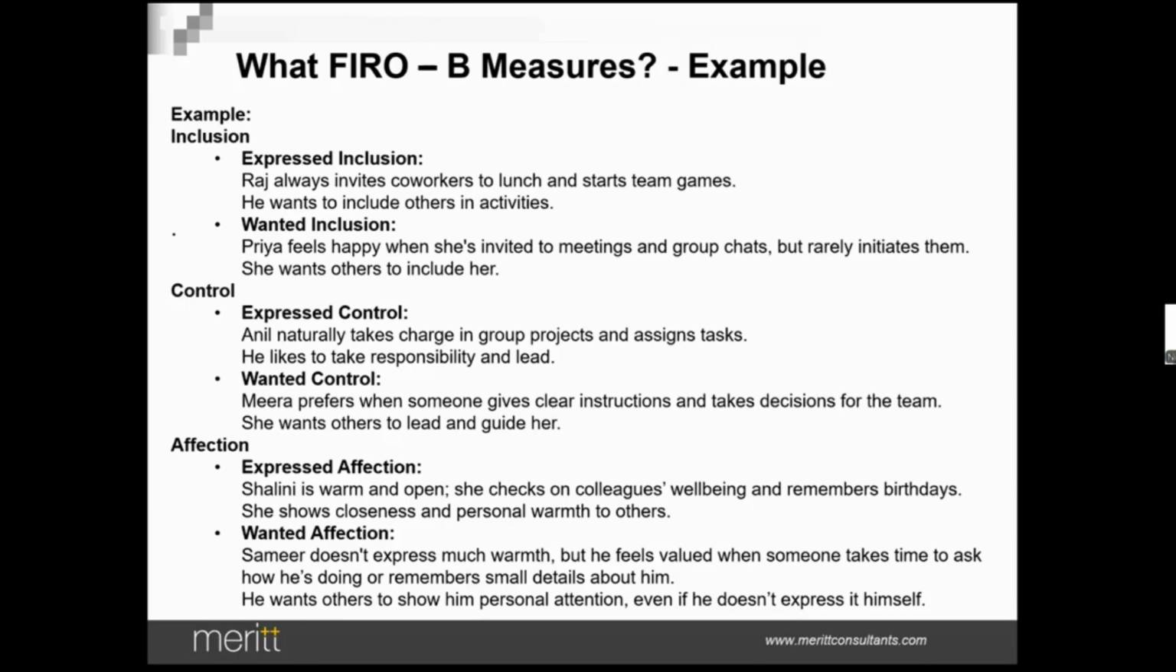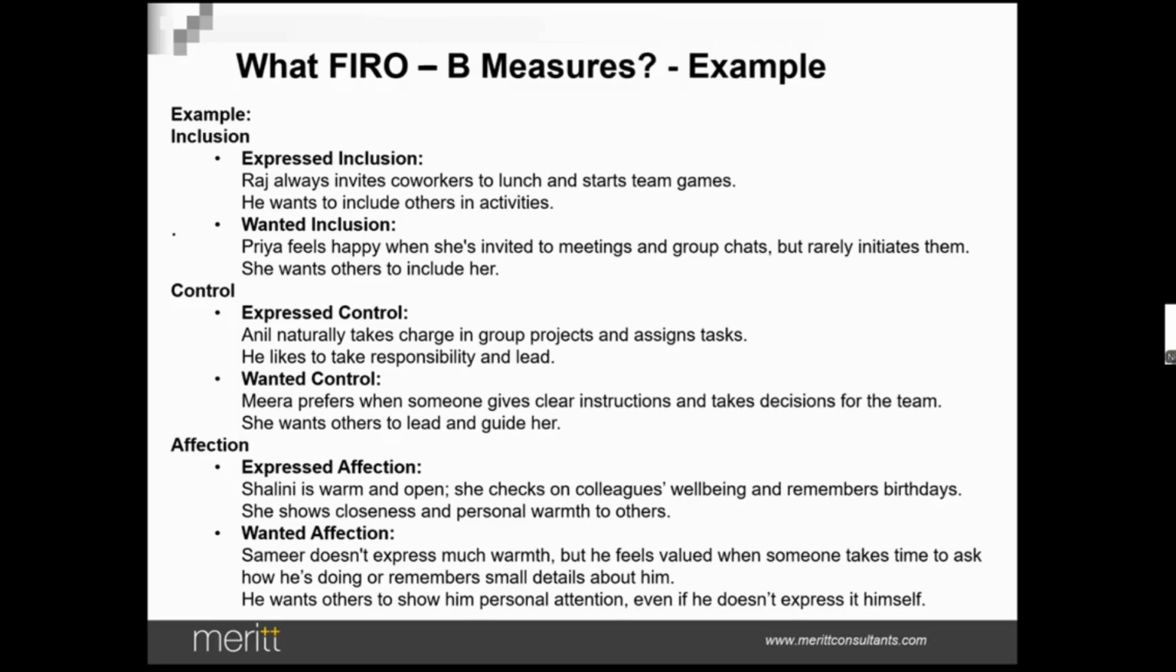I'll give you some examples for you to understand a little better. Okay. As I said, FIRO-B has 3 aspects: inclusion, control, and affection. Now, every aspect of it has 2 things. One is expressed and the other is I want. Let us look at expressed inclusion. Raj always invites co-workers to lunch and starts team games. He wants to include others in activity. So what does it mean? That means he's expressing inclusion. It could be high, right?